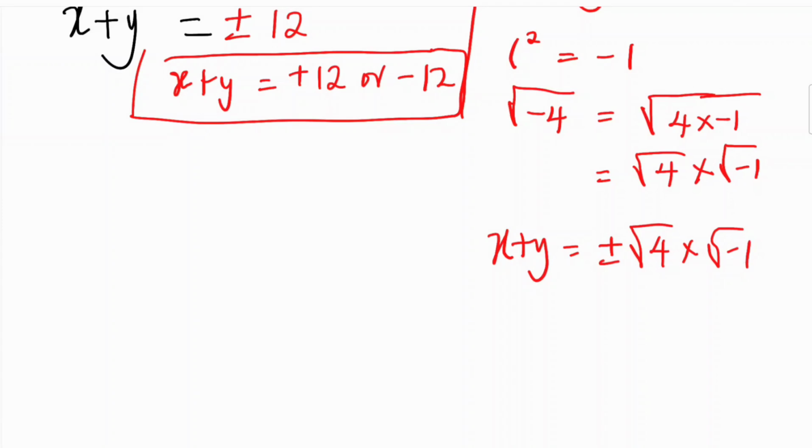The square root of minus 1 is i, which is the complex solution, which will give us plus or minus, square root of 4 is 2, and square root of minus 1 is i. We have it as 2i. So you can see for the other solution, x plus y is equal to plus 2i or minus 2i.